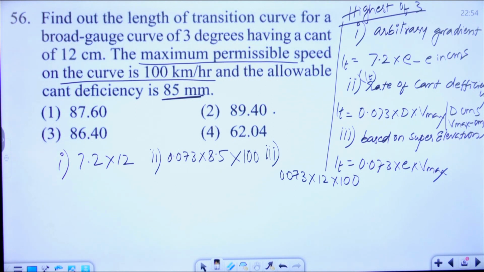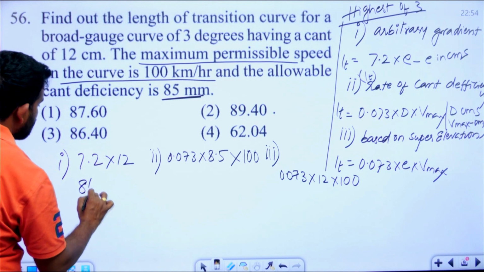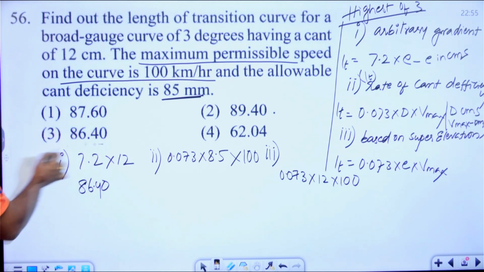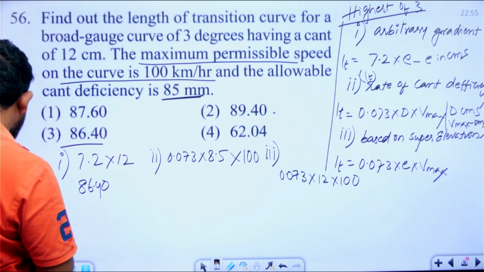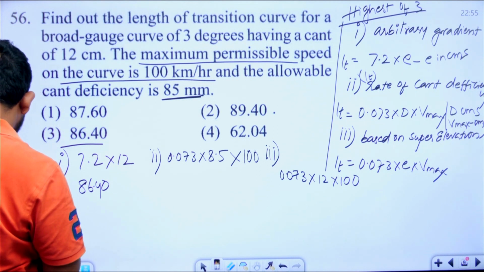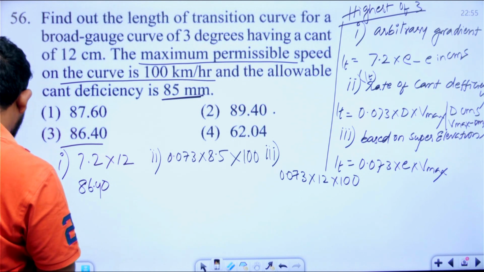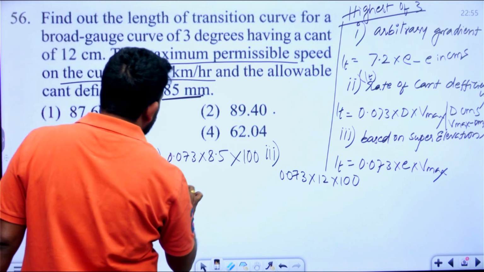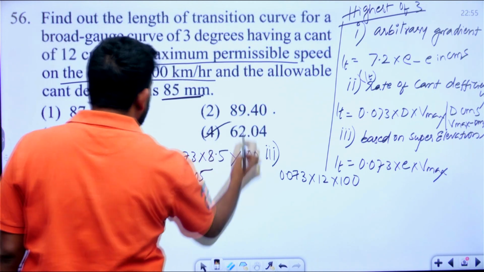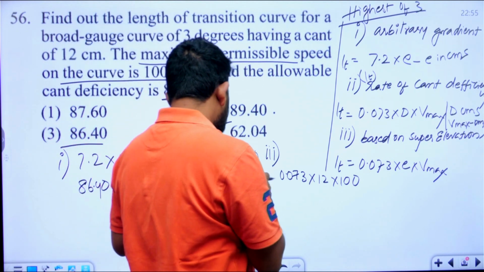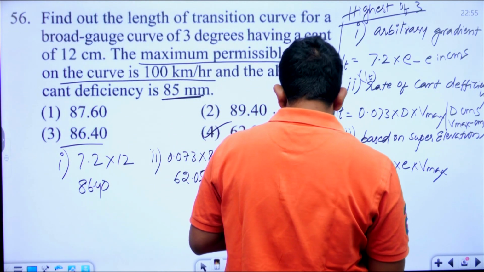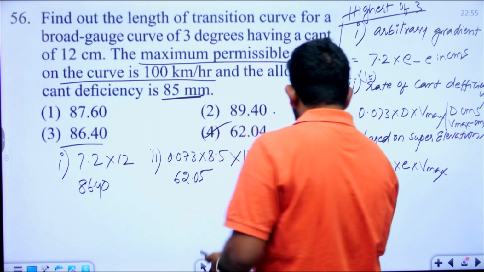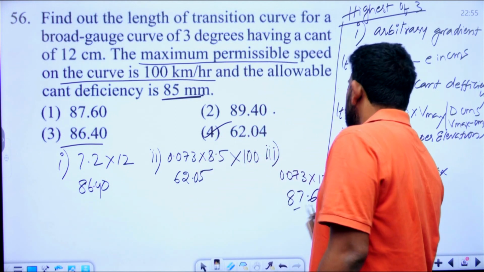If you solve this, 7.2 times 12, the answer comes out to be 86.4. That is also there in the options. And the next one, 0.073 into 8.5 into 100, the value comes out to be 62.05. Yes, that is also there in the options. And here, with 12, the answer comes out to be 87.6. That is also there in the options.